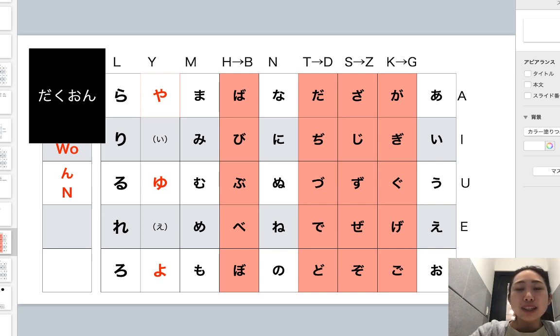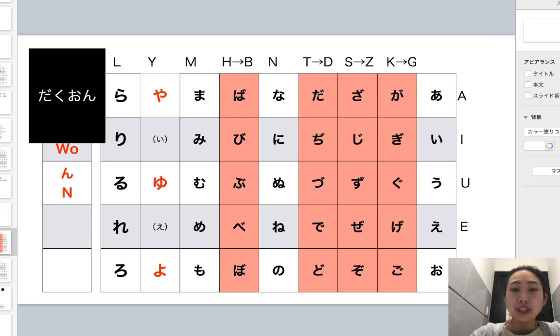Ga, gi, gu, ge, go. Za, ji, zu, ze, zo. Da, ji, zu, de, do. And ba, bi, bu, be, bo. Okay, these are the dakuon sounds in Japanese. Okay, great. And let's go to the pop sound.